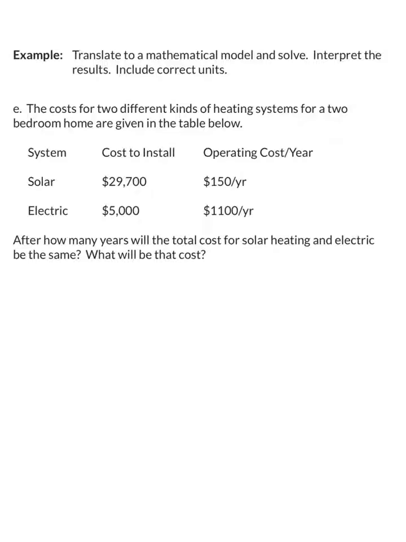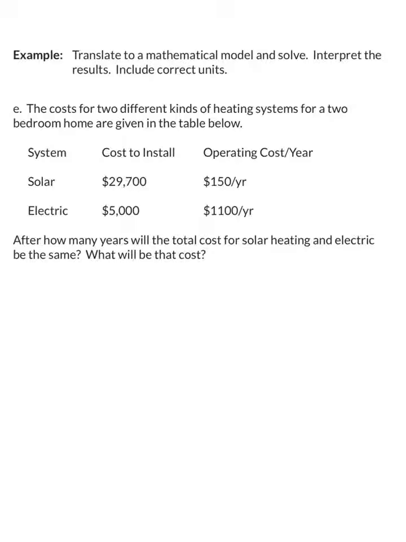Okay, now that we have fenced our lot, we're going to build our house, and we are going to be considering 2 different heating systems. So the cost for 2 different heating systems are given below in the table. We have solar, which costs $29,700 to install and $150 per year to operate. We have electric, which costs $5,000 to install and $1,100 per year to operate. We want to know, after how many years will the total cost for solar heating and electric be the same, and what will be the cost?